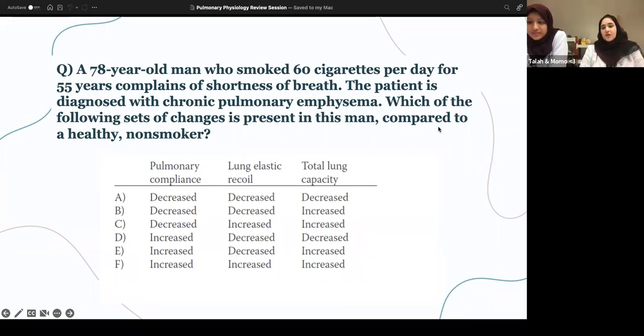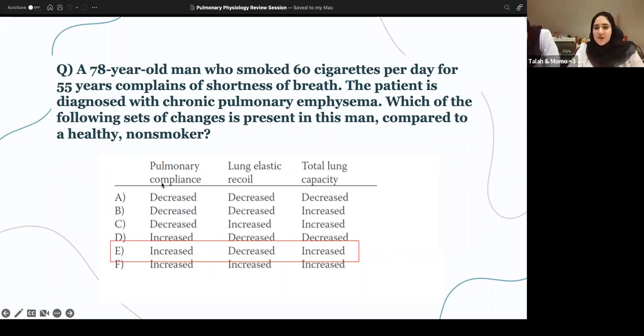Okay, most of the answers we're getting are correct. It is E, and I think we already went through it. Basically in emphysema, the compliance is going to increase. Compliance and elastic recoil are inversely proportional, so if the compliance increases, the elastic recoil decreases. I mentioned earlier that in emphysema we have more air stuck in the lungs, so the total lung capacity increases. Is it clear?